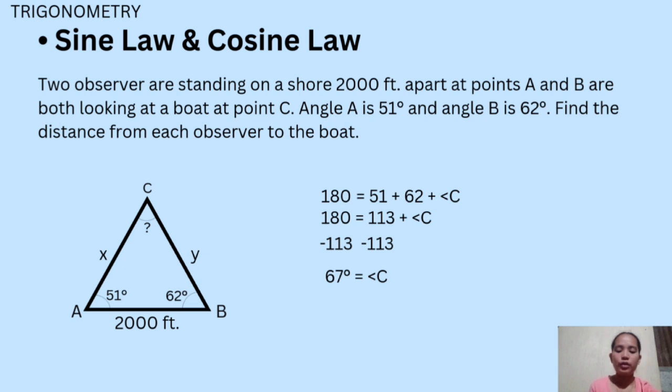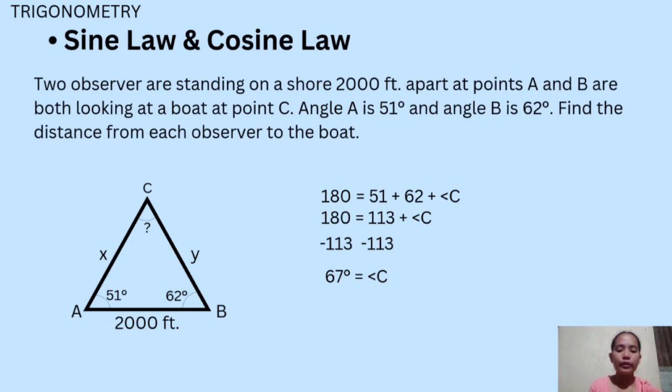So first we need to look for angle C before we start. 180. Why is it 180? Because the angles in a triangle add up to 180 in total, so we just add the two angles we have. 180 equals 51 plus 62 plus angle C. 51 plus 62 is 113. We subtract 113 from both sides. 180 minus 113 gives us 67 degrees for angle C. Let's forward to the next slide.